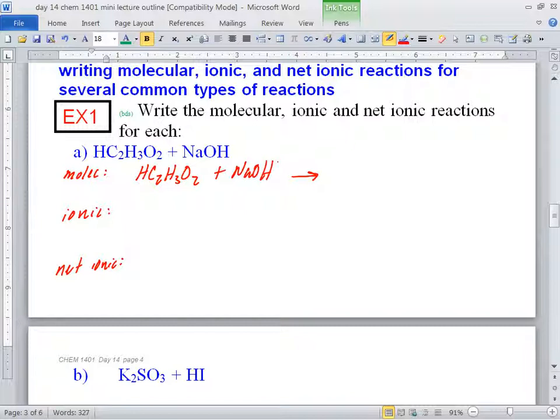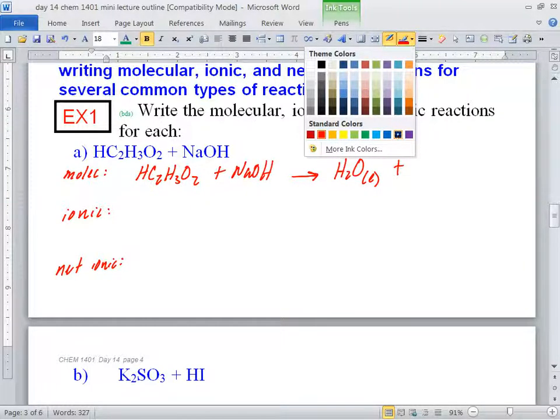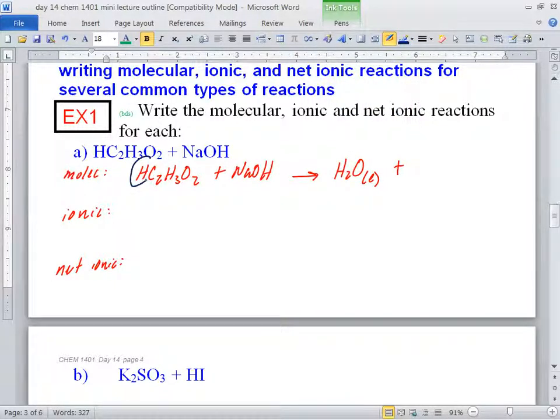So as a product, right away, write what? H2O with a little L. And the little L is there to remind you, don't break it up in the ionic equation. And then plus the salt. So this H grabs onto that OH. That's what gives you your water.